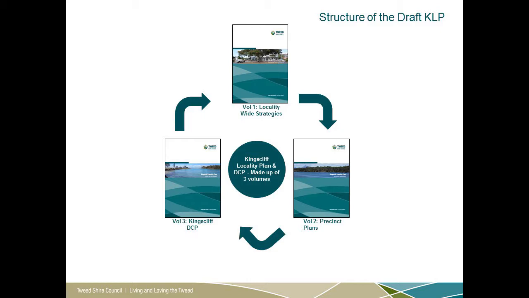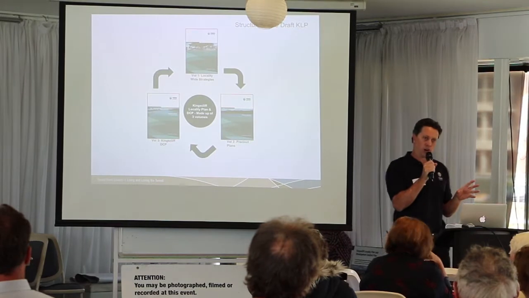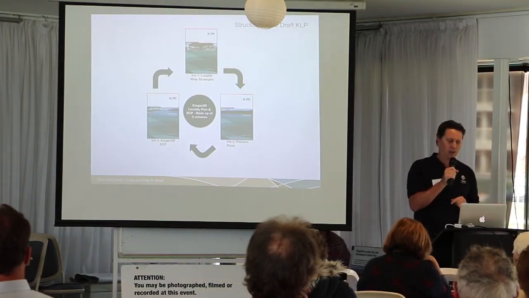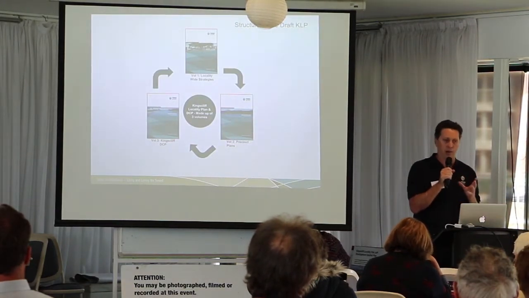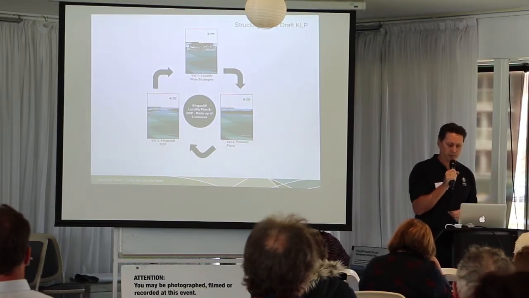Volume 1 is called the locality-wide strategy. So they're the overarching themes and how they apply to all of Kingscliff. It's key to look at locality planning holistically: how the parts overlay, what the environmental constraints are, how that merges with the way the settlement is growing and could grow, what the demographic composition looks like now, and what it's going to look like in the future. So that's a volume that asks all these questions and accumulates all that information into one capture spot.